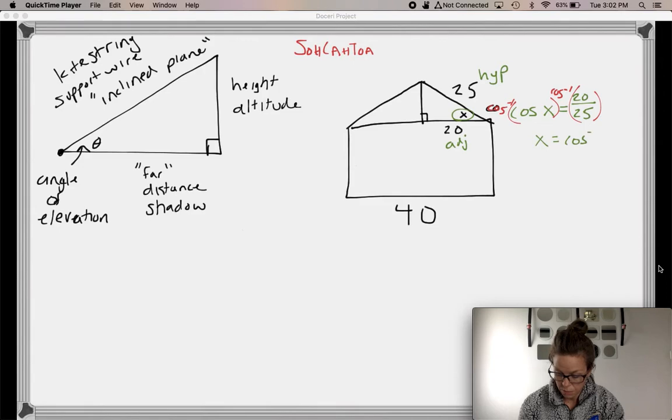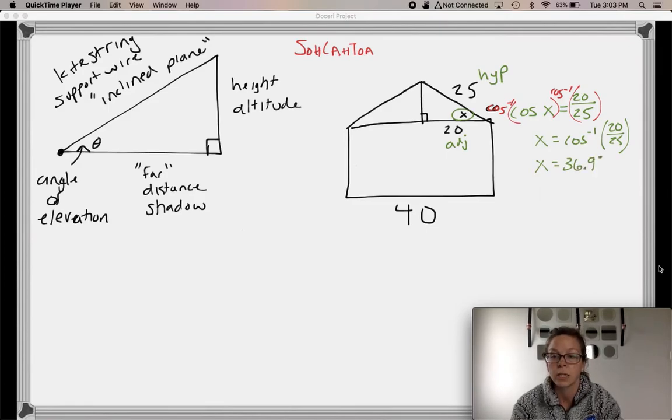And inverse cosine of 20 over 25. And I grab my calculator. Inverse cosine, that's the second cosine. 20 over 25. And I get 36.9 if I'm going to go to the tenth. So 36.9 degrees. That would be the pitch of our roof.